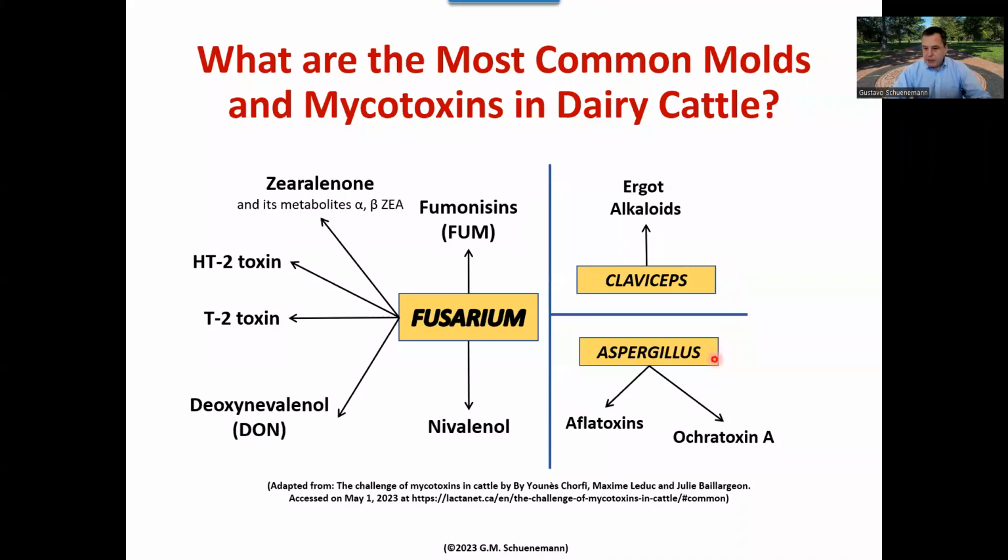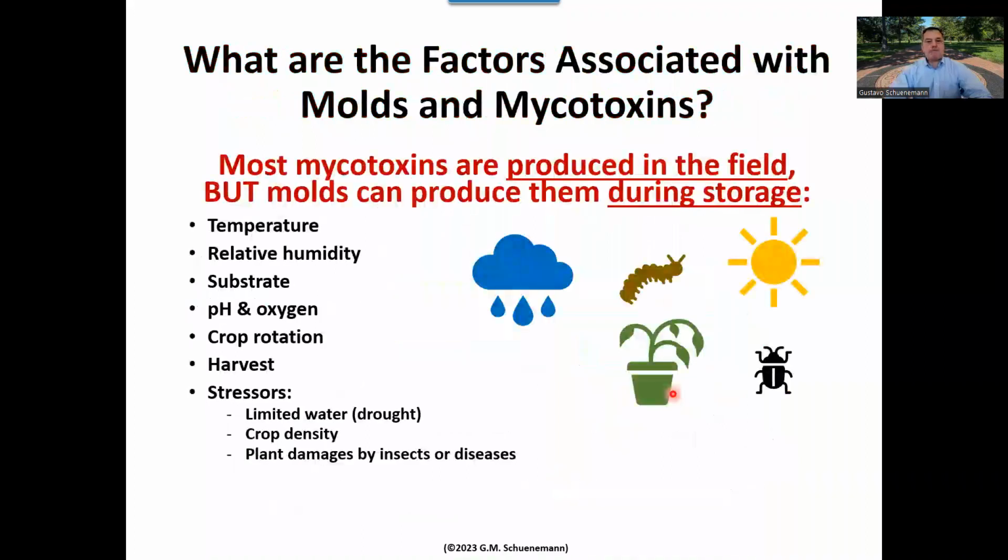And then we have Aspergillus, and they produce aflatoxin and ochratoxin. This is just a macro view. There are many more. But this is just a division of where each one of these mycotoxins comes from, and some of these molds can produce more than one.